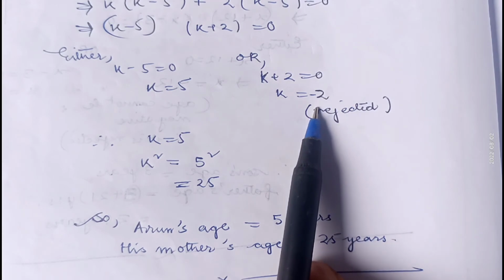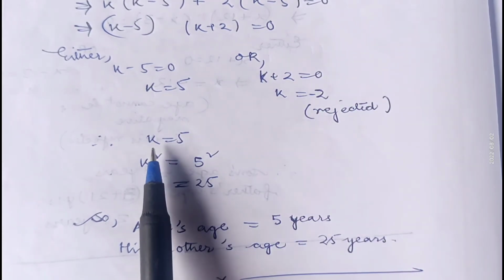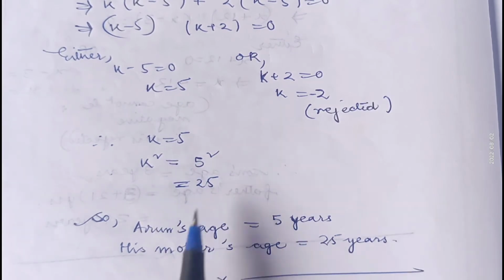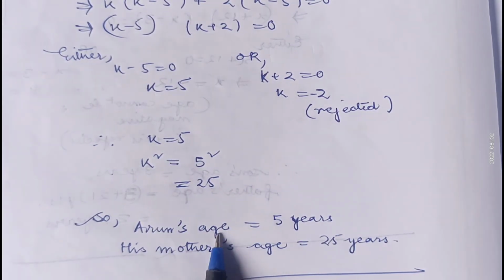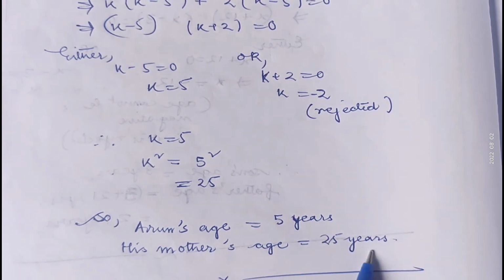But since k is the age of Arun, which cannot be negative, we are rejecting this part. So we have to consider k equal to 5. So k square equal to 5 square, which is 25. Therefore, Arun's present age is 5 years and his mother's age is 25 years.